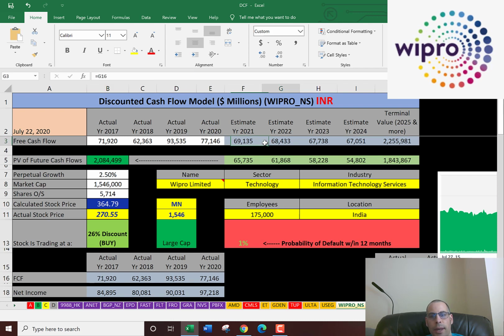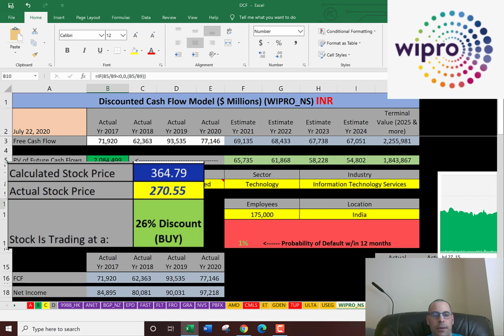So we estimated 4 years of future free cash flows. We also did a terminal value, which is all years past year 4. That's 2.3 trillion. We discounted those numbers back to today's using the weighted average cost of capital. We get a value of the company of 2.1 trillion rupees. We divide that by 5.7 billion shares. We get an intrinsic stock price of 365. It's trading at 271, so it's trading at a 26% discount. So it's a buy according to the model.